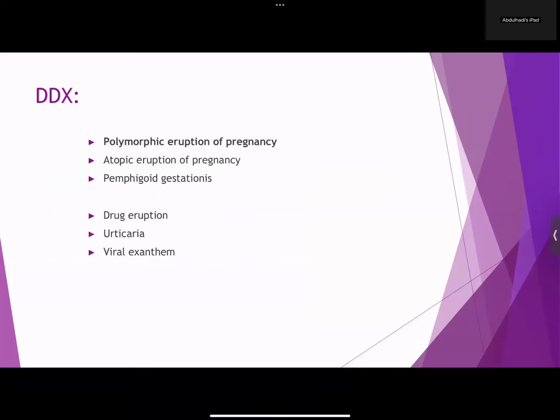So our differential diagnosis, of course, because it starts in the stretch marks, it's in the abdomen, it's at the end of the pregnancy, it can be polymorphic eruption of pregnancy. Of course, atopic is possible, but that's usually early on in the pregnancy. It can be a flare-up of her underlying atopic dermatitis or a new onset. Pemphigoid gestationis usually spares the stretch marks and it's around them. We can see blisters as well. It's like bullous pemphigoid clinically. Drug eruption also is a possibility. Urticaria in general, or viral exanthem.